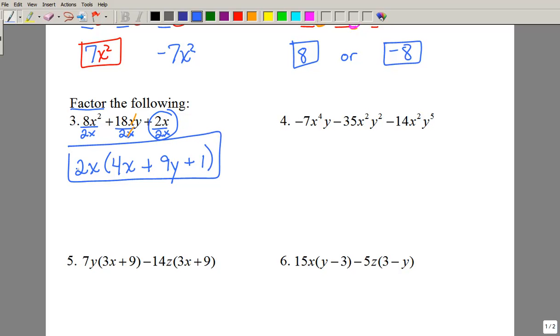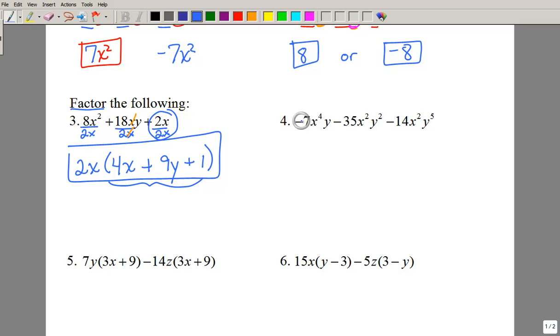That would be your answer. So one way to check, although not 100%, is to multiply your answer out, and you should get back where you started from. So if you started out with a trinomial, you're going to end up with a trinomial if you have factored out a greatest common factor. So let's look at this next example.